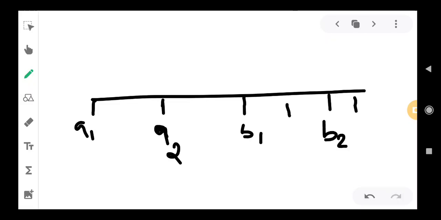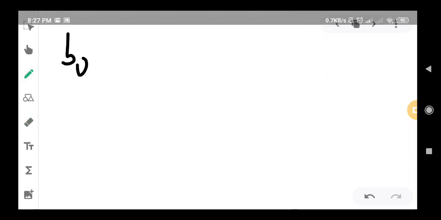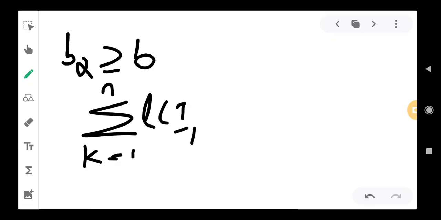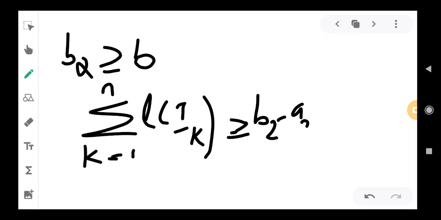If B is somewhere here, I am taking it like this. If B2 is greater than or equal to B, then what will happen? The summation over k equal to 1 to n of the length of Ik will be greater than or equal to B2 minus A2 plus B1 minus A1. How does this happen?